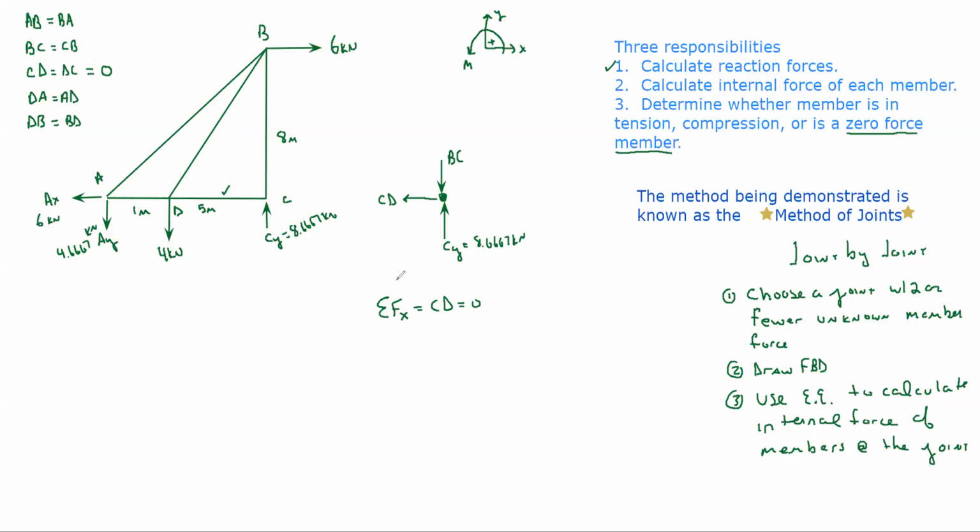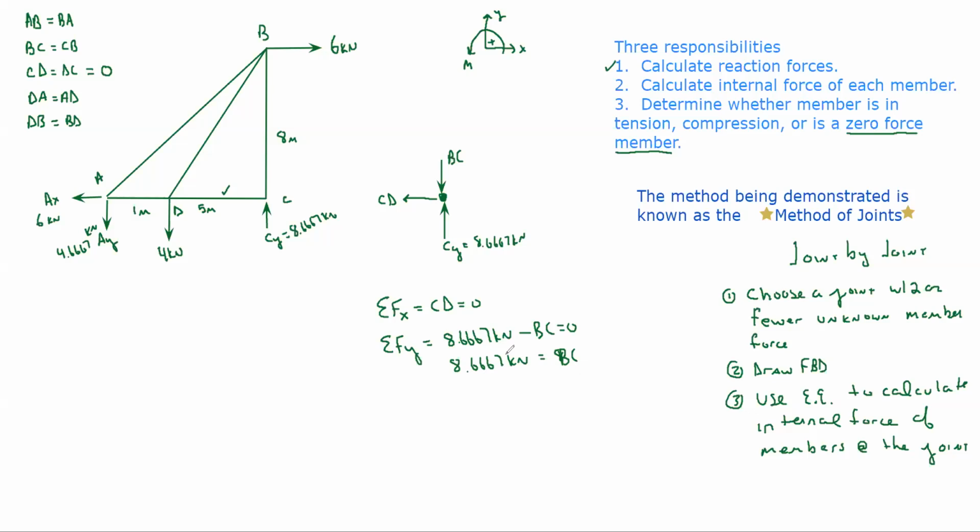All right. Summation of the forces in the y direction. Let's see, we've got CY, 8.6667 kilonewtons being applied upwards, minus BC. BC was being applied downwards. If we do the arithmetic, that gives us that BC is equal to 8.6667 kilonewtons being applied downward.